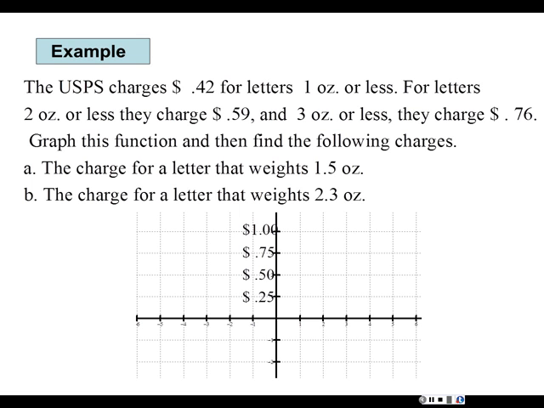And can you define? Okay, now you have the graph. Now can you answer this question? Let's say the charge for a letter that weighs 2.3 ounces. So what is 2.3 ounces? This 1 ounce, 2 ounces, 2.3 must be here, right? So the charge will be 76 cents. As long as you have the graph, you can define almost everything, right?